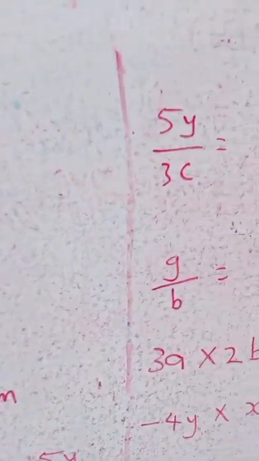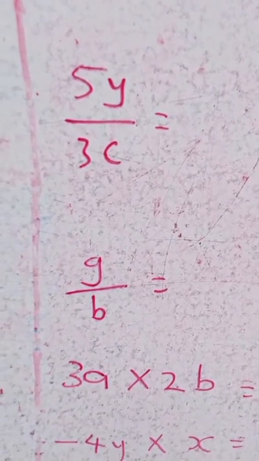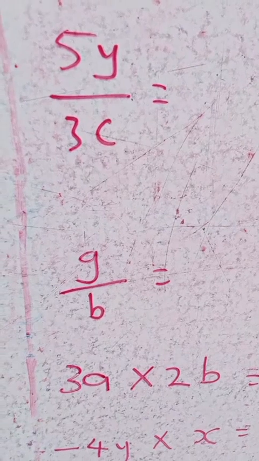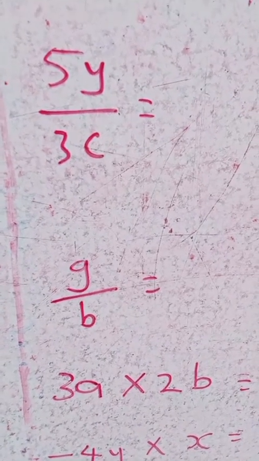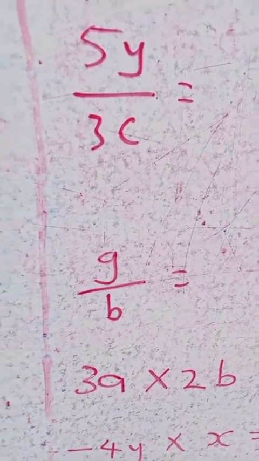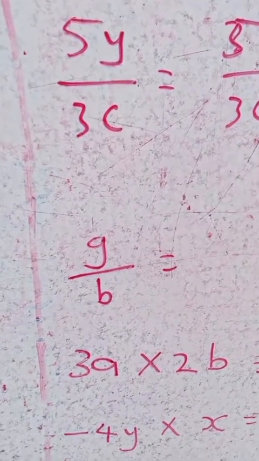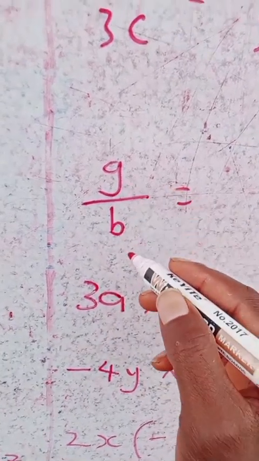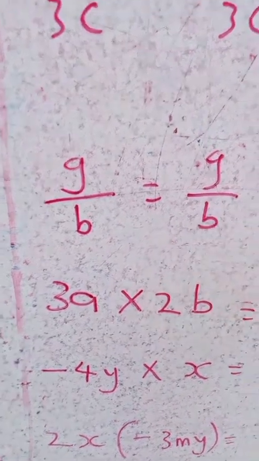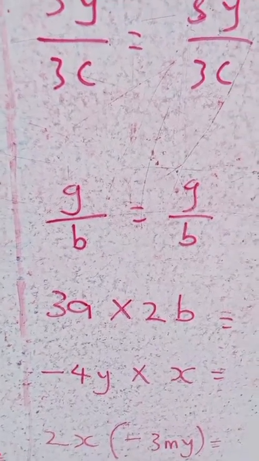Okay, now let's go to this one. This is 5y divided by 3c. What are you checking? Are the alphabets the same? No. If the alphabets are not the same, you cannot divide them. So 5y divided by 3c is still the same thing, 5y over 3c. They are not the same. G divided by b, are they the same? No. So you still leave it like that. Since the alphabets are not the same, you leave them like that.